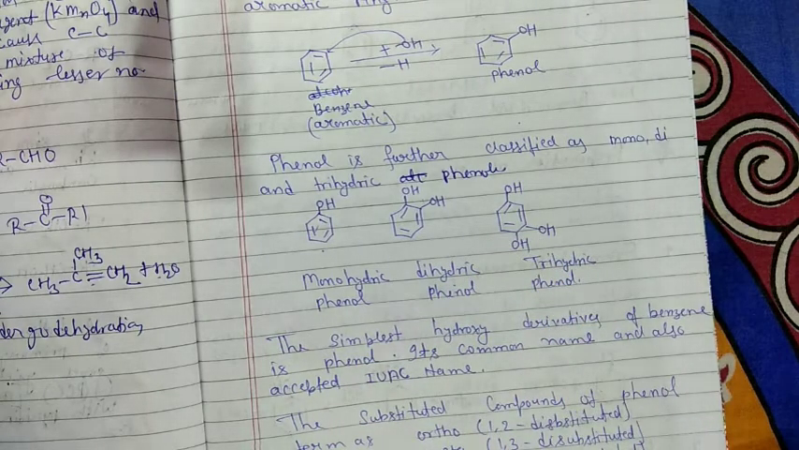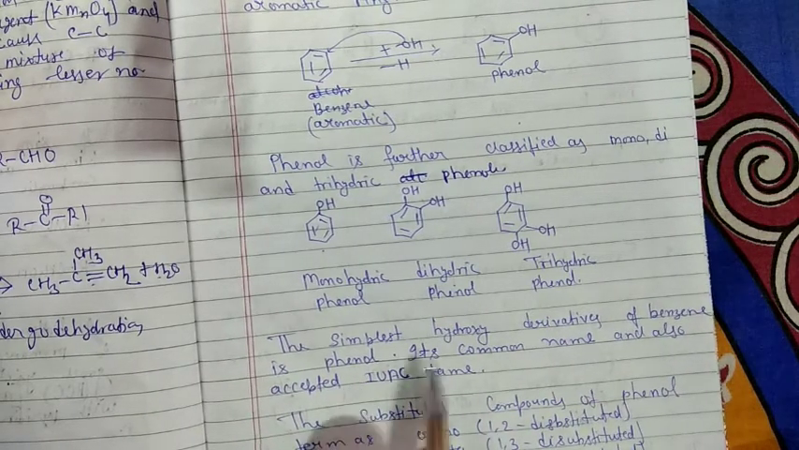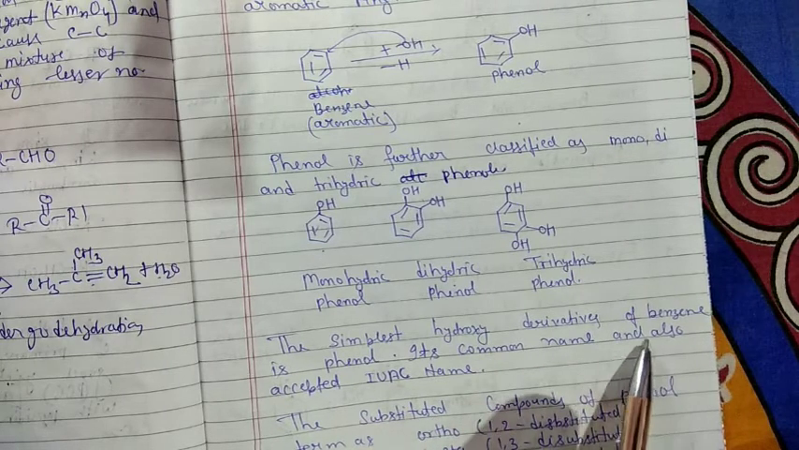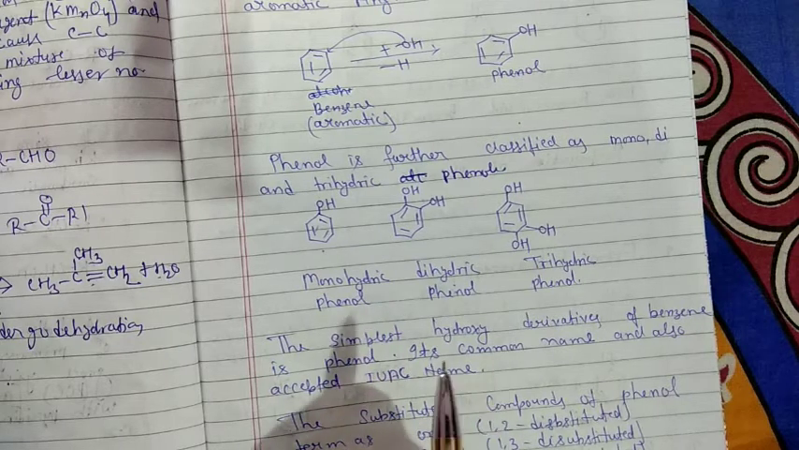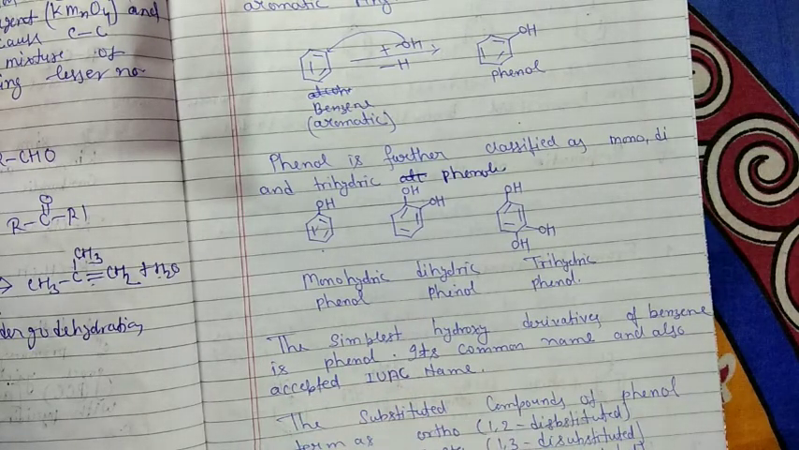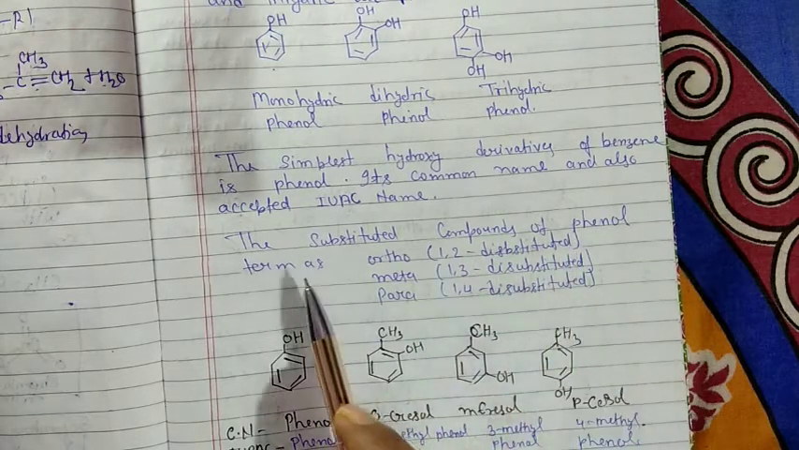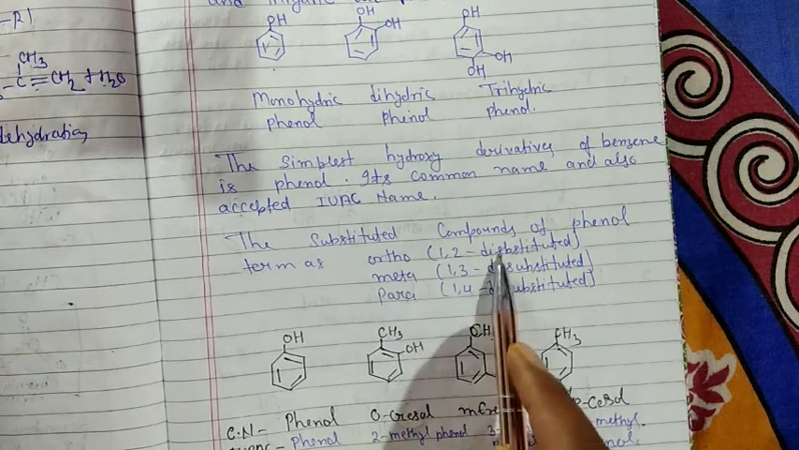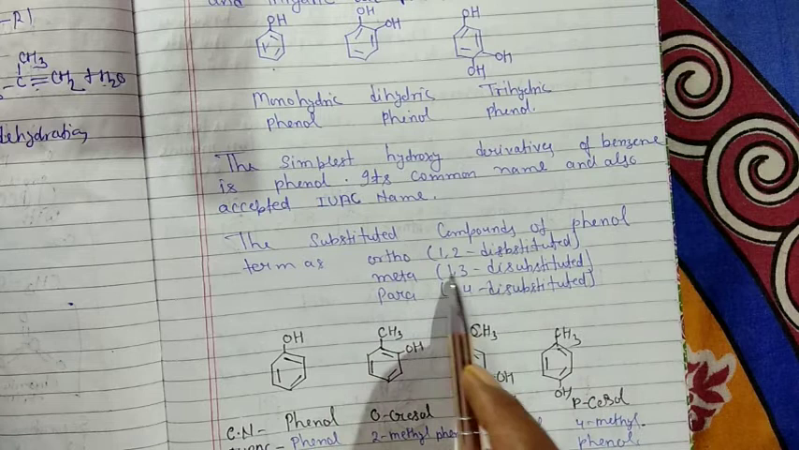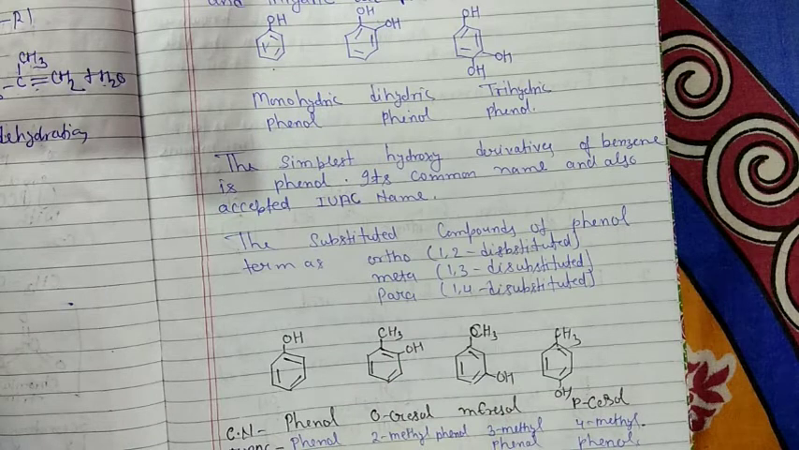So you see that the simplest hydroxy derivative of benzene is phenol. It is a common name and also the accepted IUPAC name. Okay, phenol, their common name and IUPAC name are the same. The substituted compounds of phenol are termed ortho, meta, para. Dear students, ortho means 1,2 disubstituted product, meta means 1,3 disubstituted product, and para means 1,4 disubstituted product.